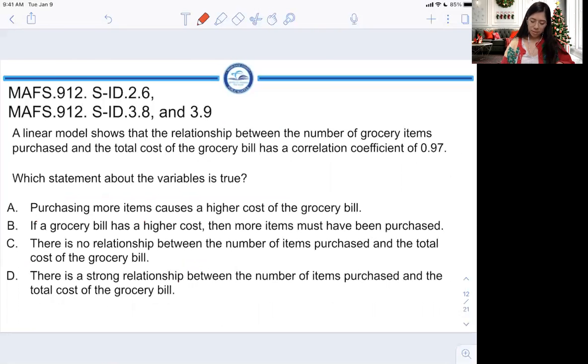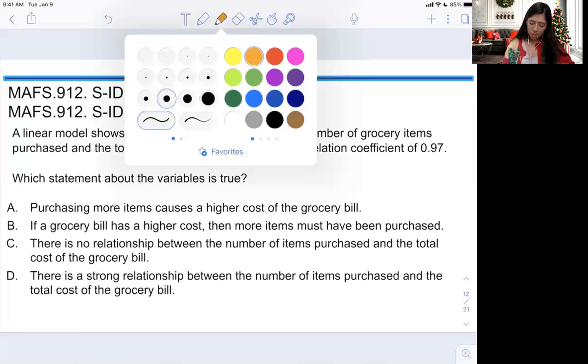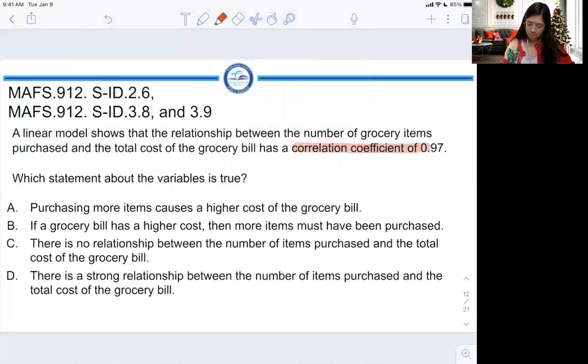Who would like to read this one? Me. Go ahead. A linear model shows that the relationship between the number of grocery items purchased and the total cost of the grocery bill has a correlation coefficient of 0.97. Which statement about the variables is true? Okay, so here we're going to talk about correlation coefficient.